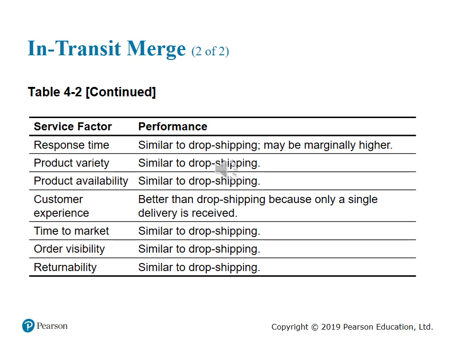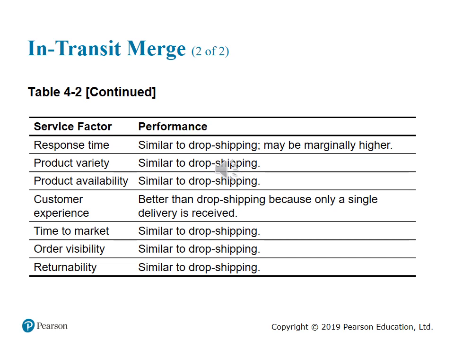Okay, other characteristics for this option, in-transit merge. First, response time similar to drop shipping, maybe marginally higher to some extent because we have the merging point now in between, and we experience some delay in product distribution. Product variety similar to drop shipping, and product availability similar also to drop shipping because we deal with manufacturers and they hold the inventory, they hold the product.